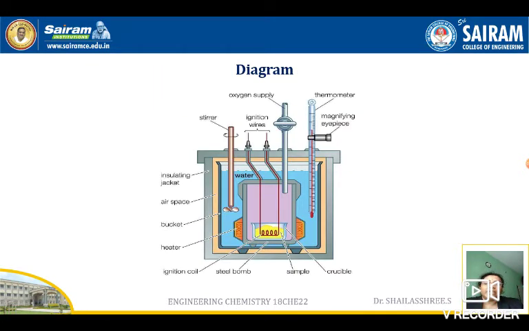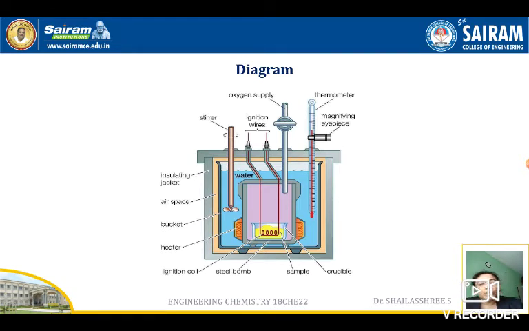This is the diagram of the bomb calorimeter. You have to always write a neat labelled diagram in your exams. At the center there will be a platinum crucible. In the crucible we are placing the fuel sample, and there will be electric ignition wires to ignite the fuel. This platinum crucible is kept in an airtight apparatus made of stainless steel, which is called a bomb.